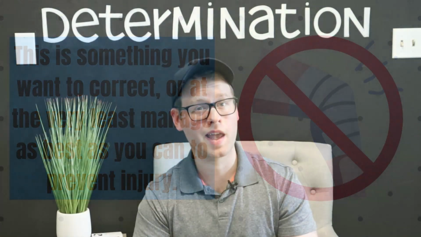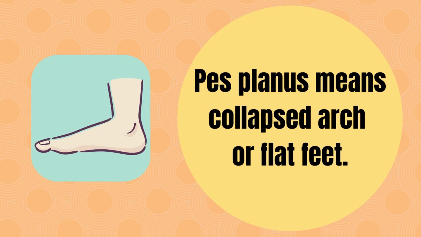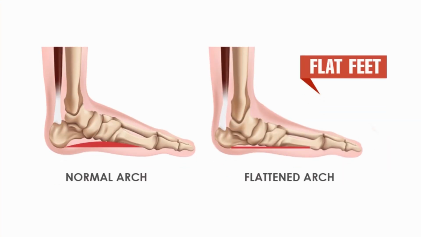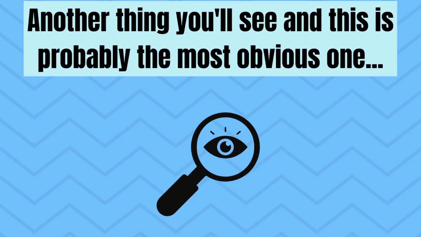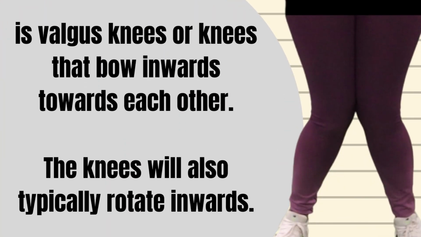So real quick, let's talk anatomically about what this syndrome is defined as piece by piece. Pes Planus means collapsed arch, aka flat feet. As you can see in this picture, people with this condition are lacking an arch in their foot. Another thing you'll see, and this is probably the most obvious one, is valgus knees, or knees that bow inward towards each other. The knees will also typically rotate inwards in this situation.